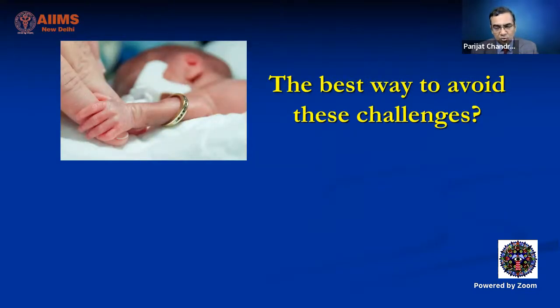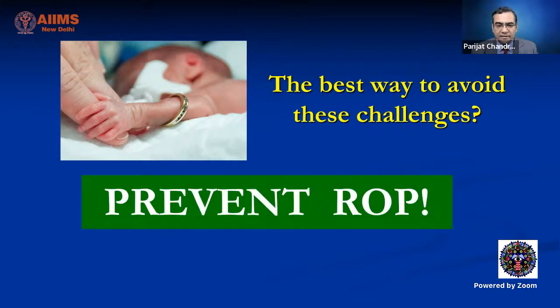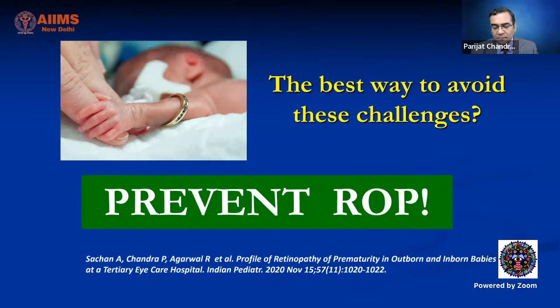So what is the best way to avoid all these challenges? Obviously, it is to prevent ROP. If you can prevent ROP, that is the best way. Yes, it is a disease which can be prevented. It's a disease which starts due to poor NICU care. Unfortunately, a lot of our cases come from poor NICUs.